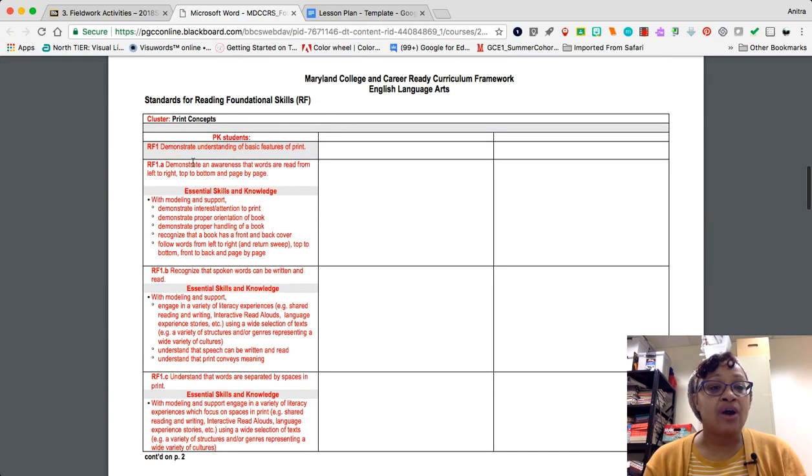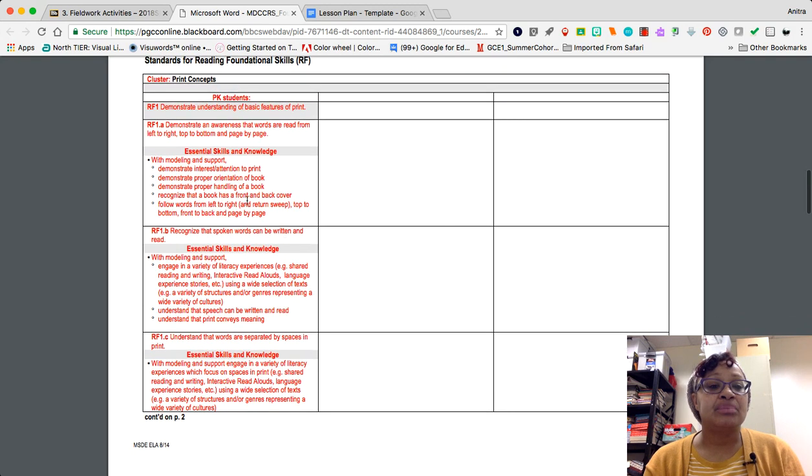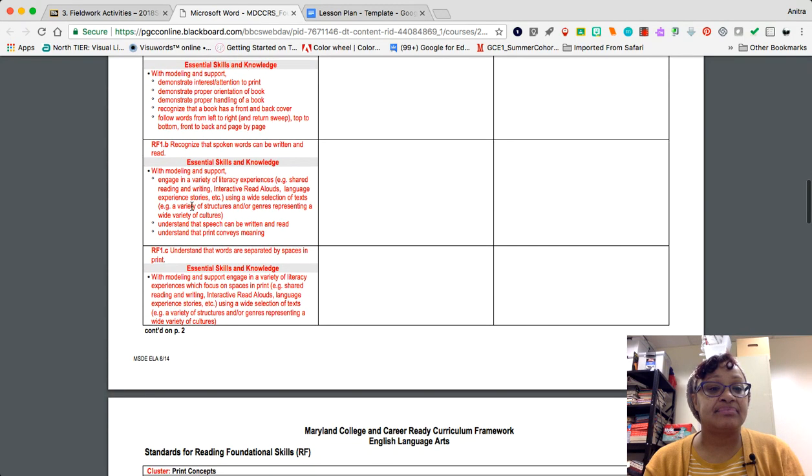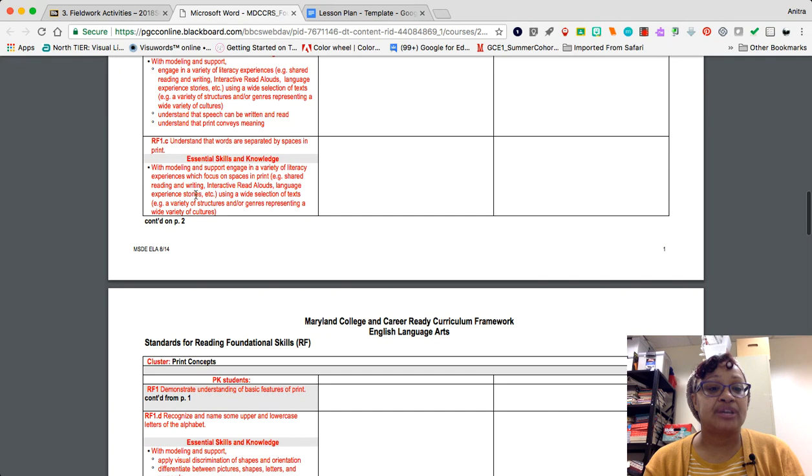If you choose RF1, Demonstrate Understanding of Basic Features of Print, then the essential skills and knowledge would be your objective. So you would say, my students will be able to demonstrate an interest in print, or demonstrate proper orientation of a book, or recognize that a book has a front and a back. So you're going to pick one of these. Those will be your objectives.